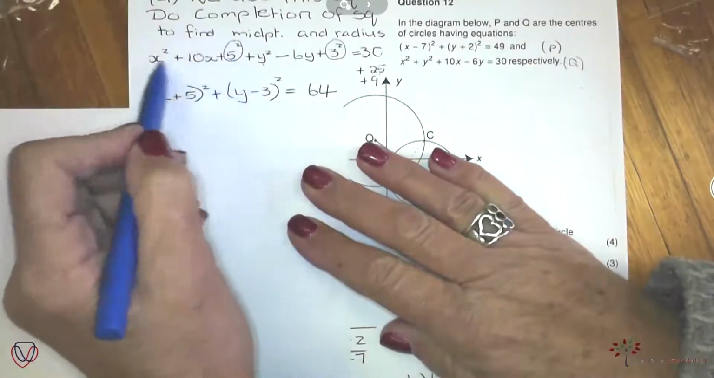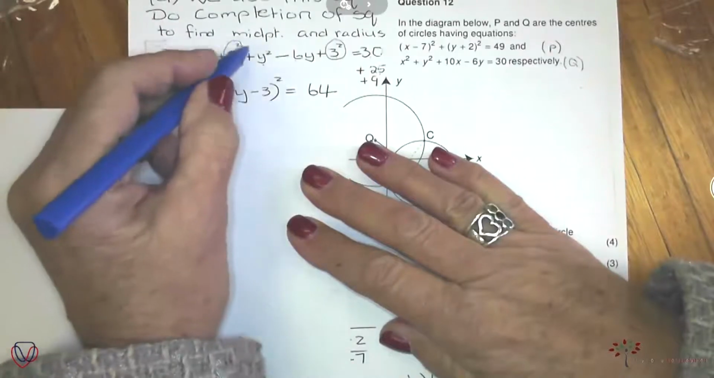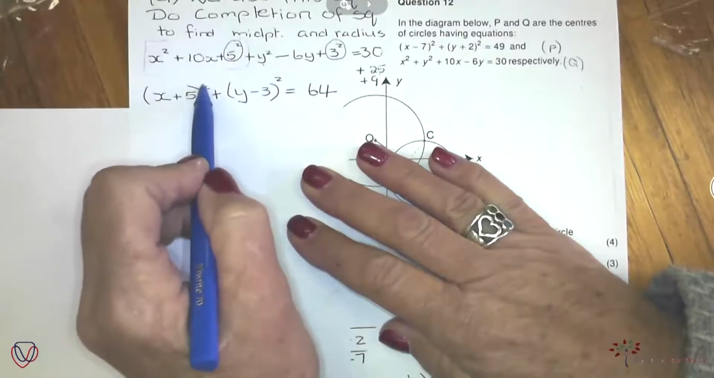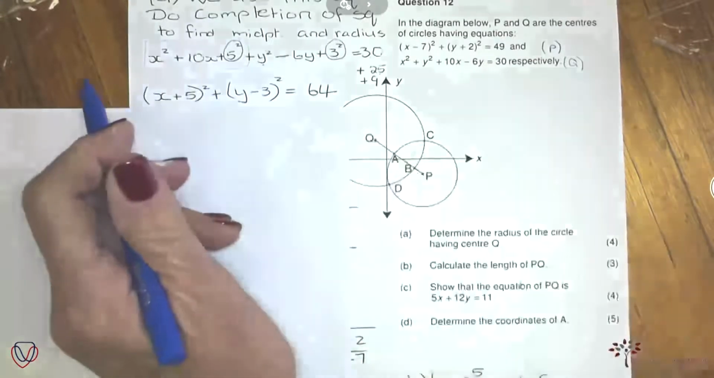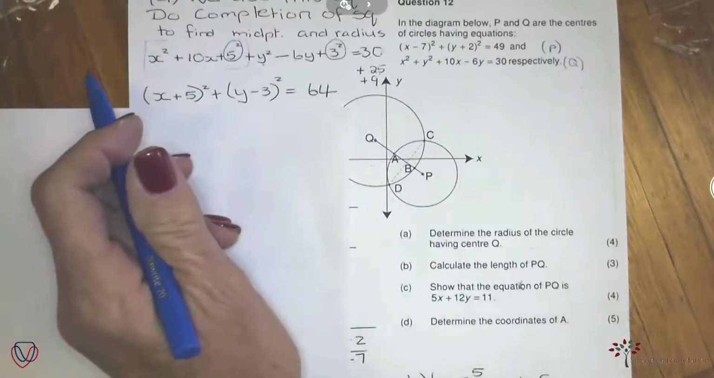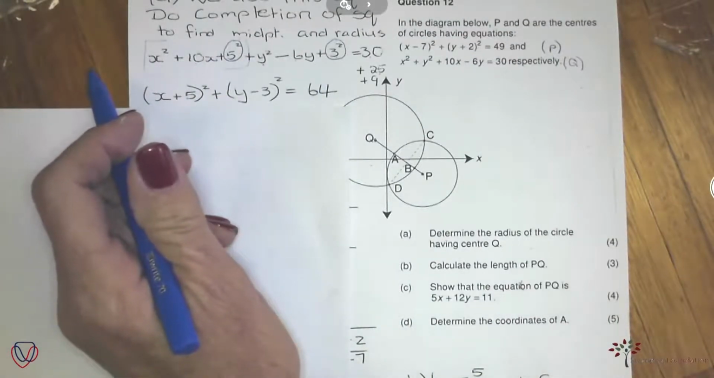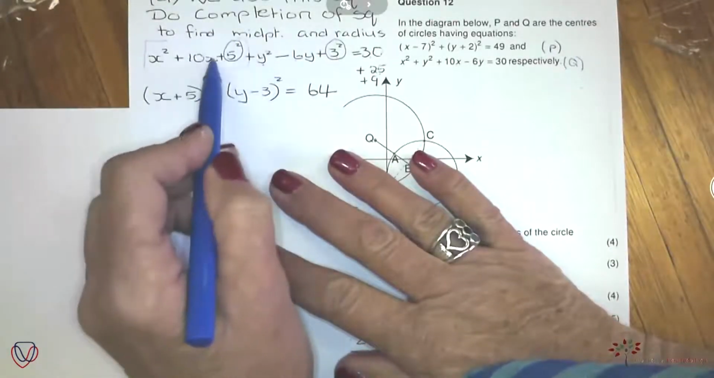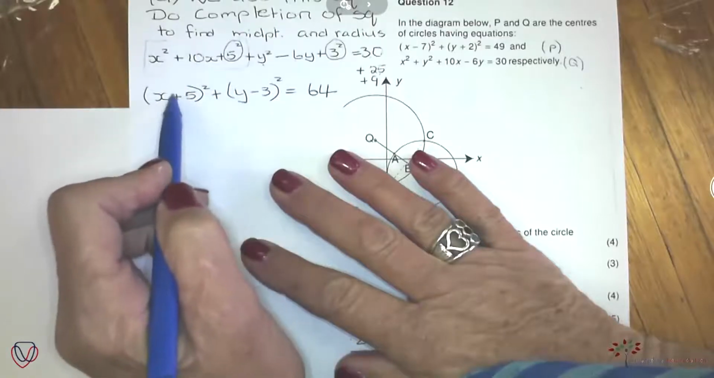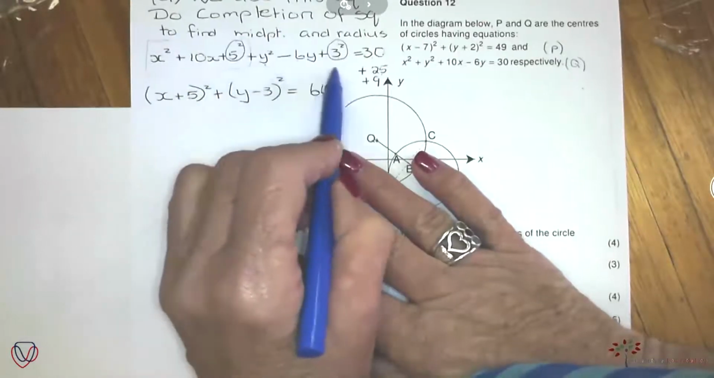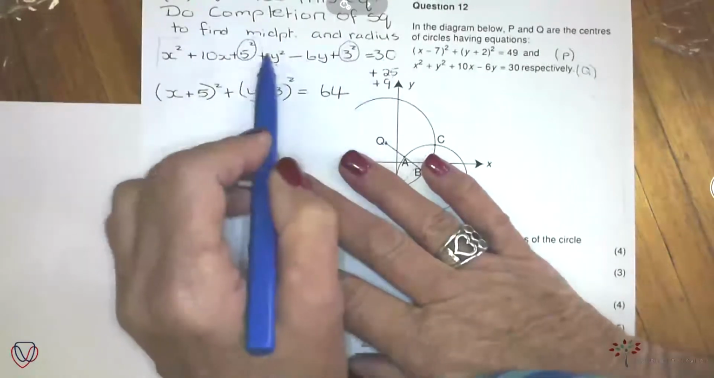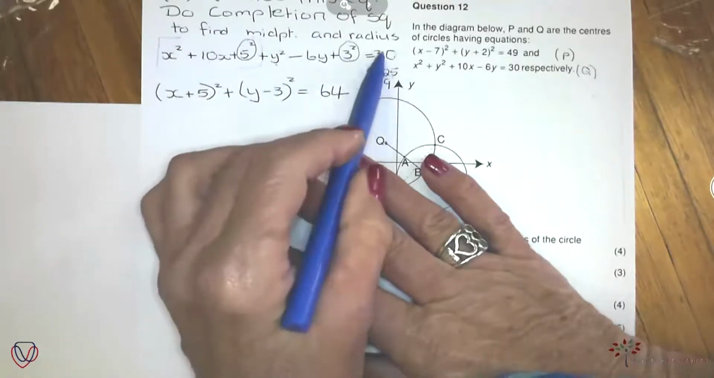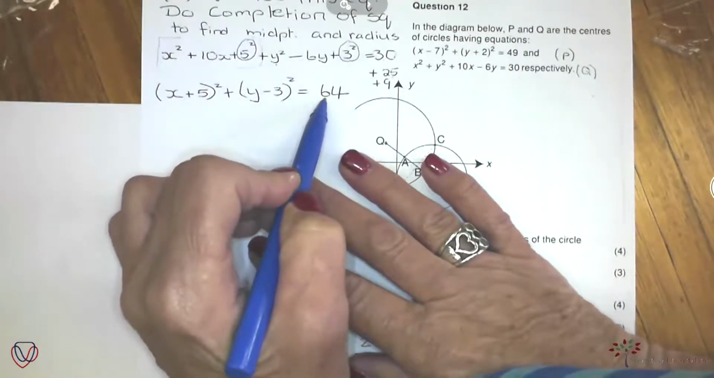Then I factorize this trinomial. It's going to give me x plus 5 squared. It's a perfect square. What do we do when we complete the square? We make a perfect square. So the two brackets should be exactly the same. Positive there, so both are going to be positive, two brackets. Then we go to the y. We factorize that one. The signs will be negative, 3 squared. And then we add all of those, it gives me 64.